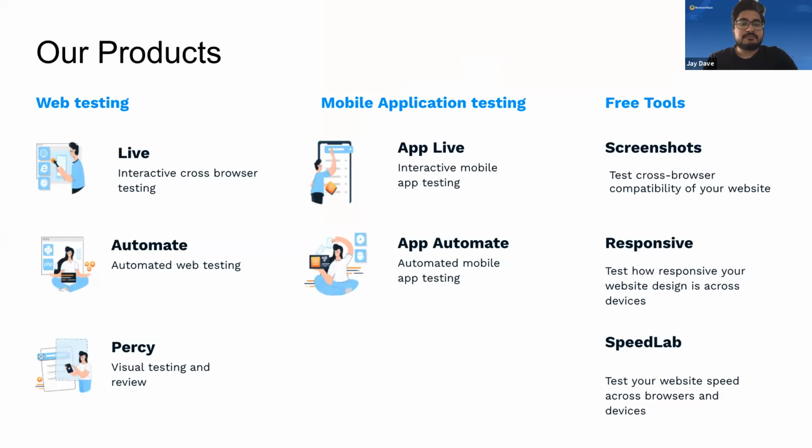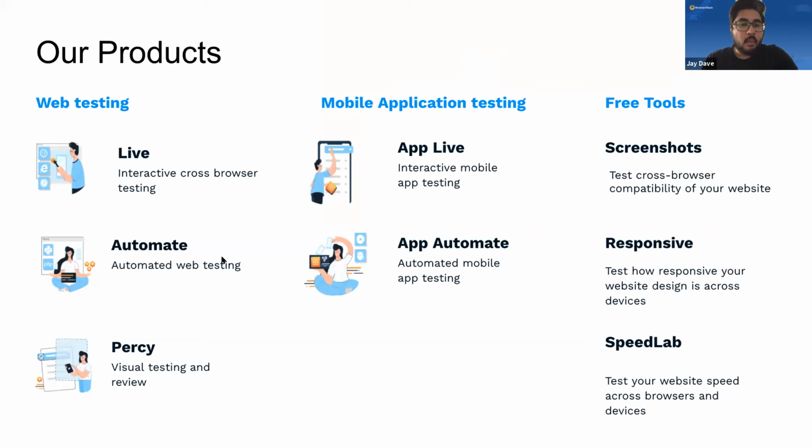Our customers use these products. We've grouped them into 3 different categories: web testing, mobile app testing, and free tools. Under web testing, we have 3 main products: Live, Automate, and Percy. Live is our cross-browser testing tool where you can interactively test your website on 3,000 different browser and mobile device combinations. All your mobile tests run on real devices, not emulators or simulators.